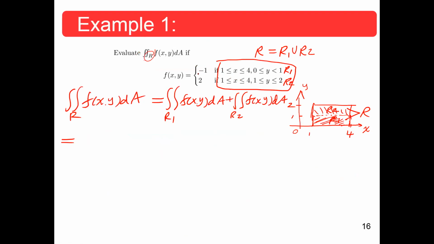So R1, the function has a constant amount. So that'd be the double integral over R1, where the function value is -1, dA, plus the double integral over R2, where the function value is constant 2, dA.